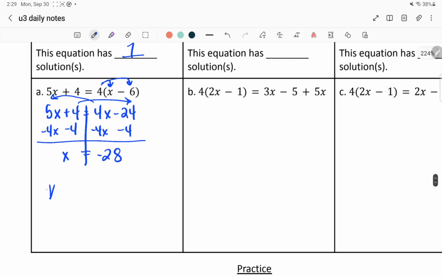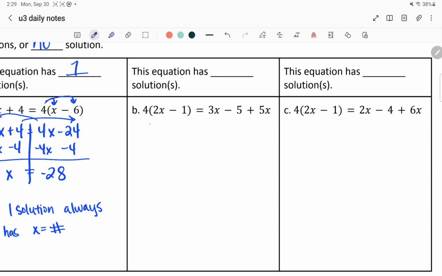Okay? So that is what it looks like. Let's write that down. One solution always has x equals a number. Okay.